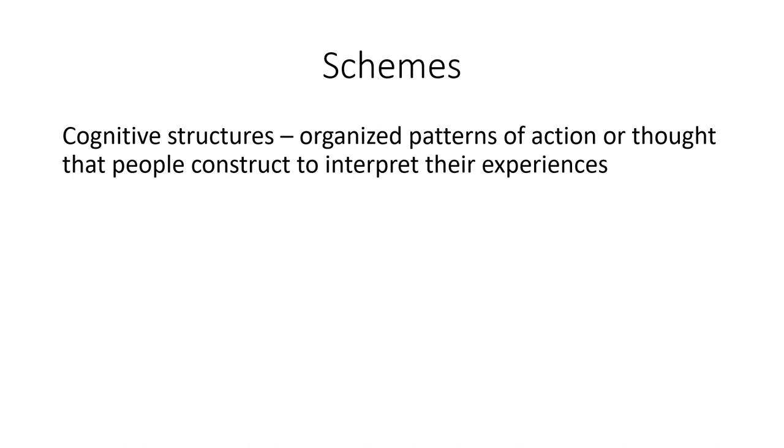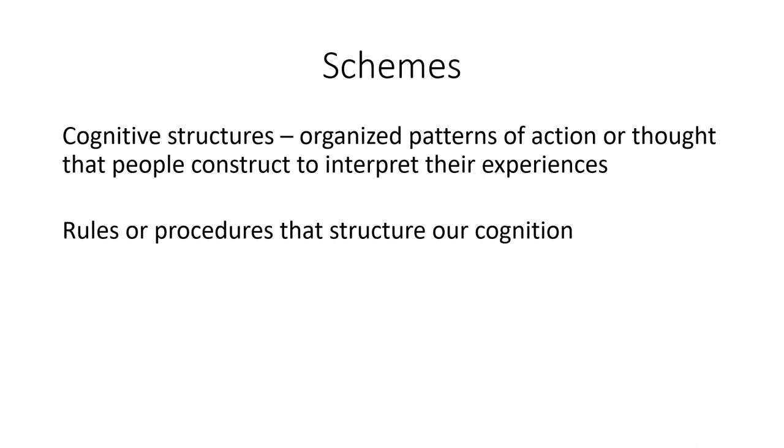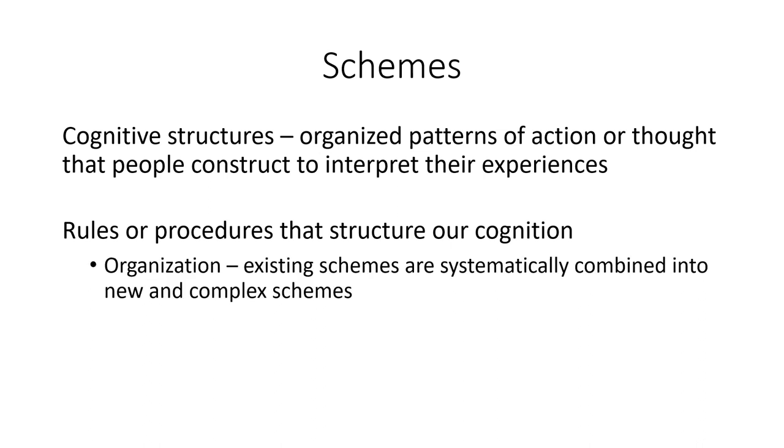Schemas are cognitive structures that we basically organize our world through. We have schemas for just about everything in the world, including people, behaviors, physical objects, the way the world works. So schemas are a way to organize our cognition. And these are rules or procedures that structure organization. Existing schemas tend to be systematically combined to form new and complex schemas.